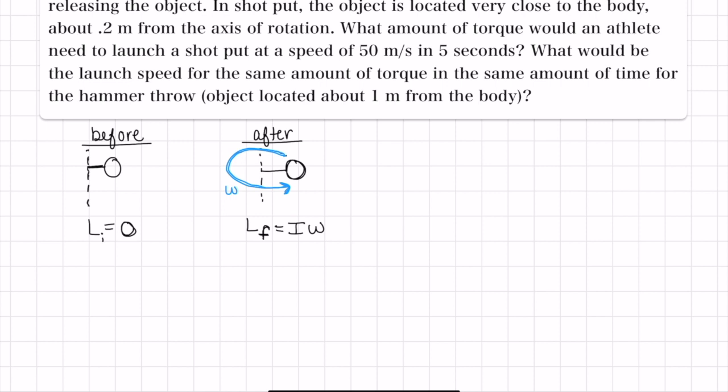We have those two things set up. Then in terms of torque, using the analog of impulse, we can say that the change in angular momentum is equal to the torque times the change in time. So our L final minus L initial is equal to torque times delta T. I'll write down our list of givens as well.